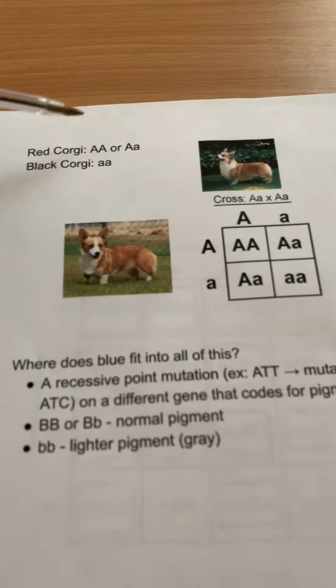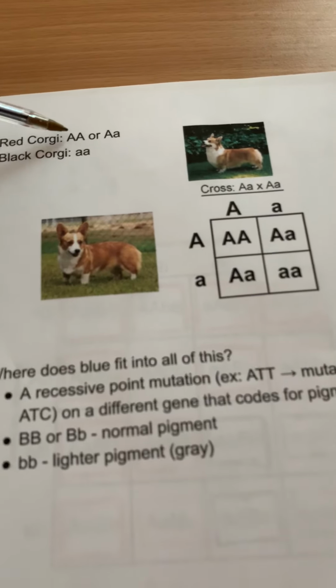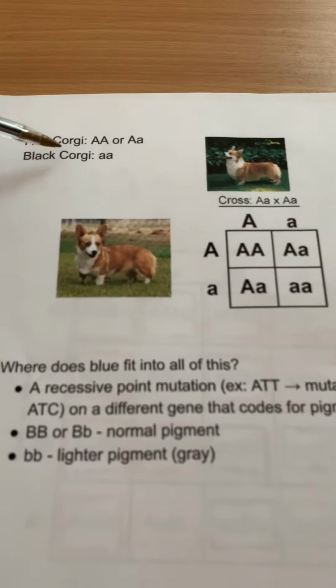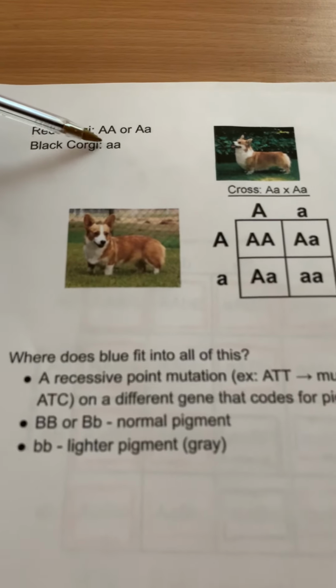Earlier this week, I asked you guys about the corgi puppy and how do we get a blue corgi. So kind of as a refresher, I'm going to walk you through what we learned back in genetics in Bio 1. So what we have is two red corgis. Now red is the dominant trait, so it's going to be either two capital letters or a capital and a lowercase. To get a black-headed tri, you're going to have two lowercase letters.